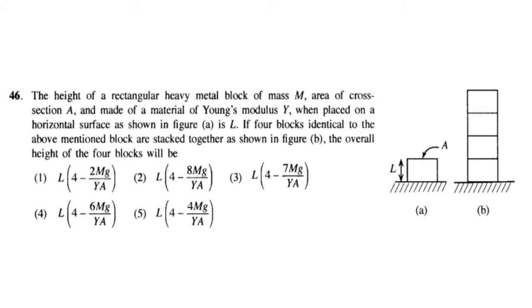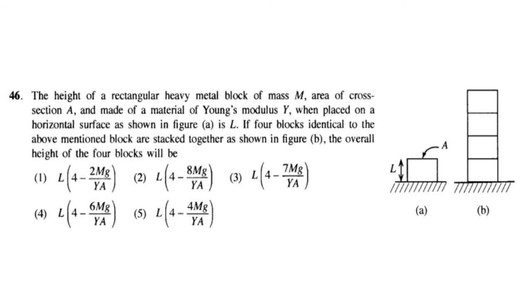Now, for that, we need the Young modulus equation. Young modulus is stress over strain. Stress is force over area. Strain is extension or the contraction over the original length. So, by that, we can get the contraction is equal to FL over AY. F is the force, L length, A cross-sectional area, Y Young's modulus.